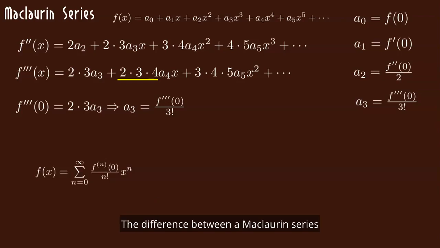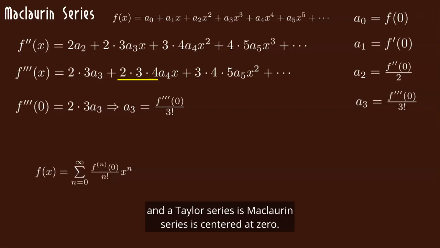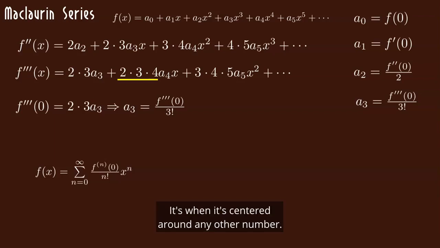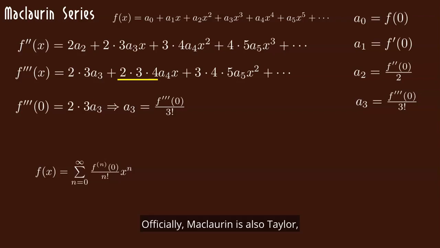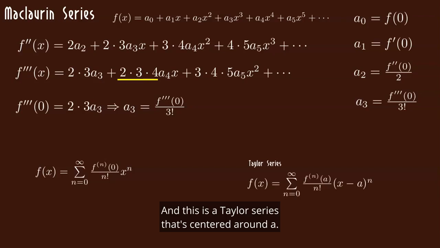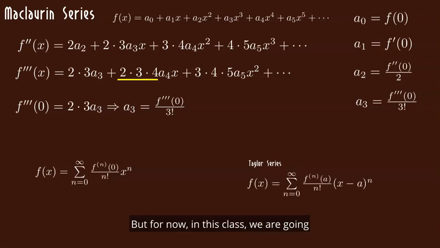The difference between a Maclaurin series and a Taylor series is that a Maclaurin series is centered at 0, and a Taylor series is more generic. It's when it's centered around any other number. Officially, Maclaurin is also Taylor, but we want to give Maclaurin his due. So he gets the one that's centered around 0. And this is a Taylor series that's centered around a. But for now, in this class, we are going to concentrate on just Maclaurin series.